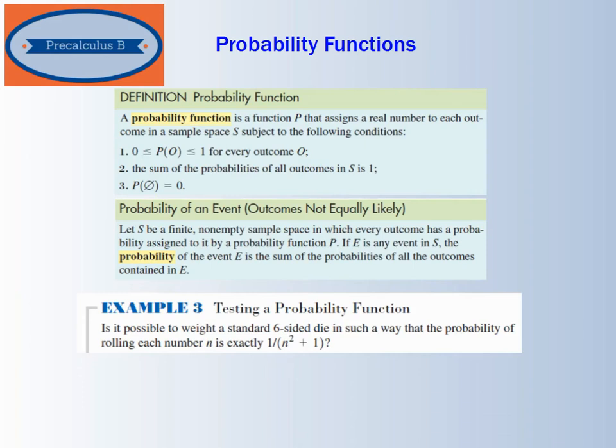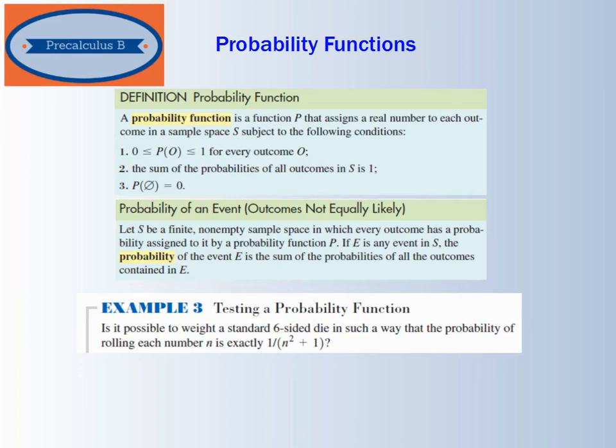The second thing is that the sum of the probabilities of all outcomes in the sample space S, all right, has to equal 1. All possible outcomes, when we add their probabilities together, it's going to give us a 1, because there's a 100% likelihood that something in our sample space will occur. All right. The last thing is the probability of the empty set, or the probability of no outcome, is 0. There has to be an outcome, and that outcome has to exist in our sample space.